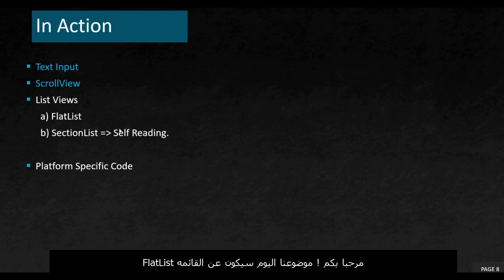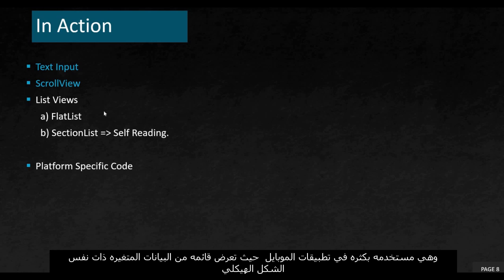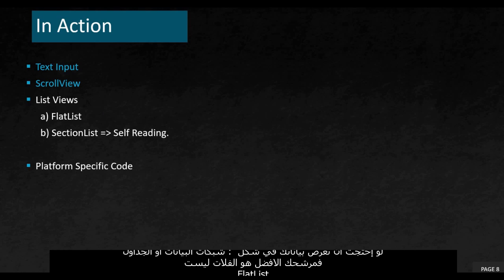Welcome folks. The next component we want to discuss is FlatList. FlatList is one of the list views that is commonly used in mobile applications, and it displays a scrolling list of changing but somehow similarly structured data. If you ever heard about data grids, tables, or such kind of table formatted data that needs to be presented like a list, your best candidate in React Native is FlatList.